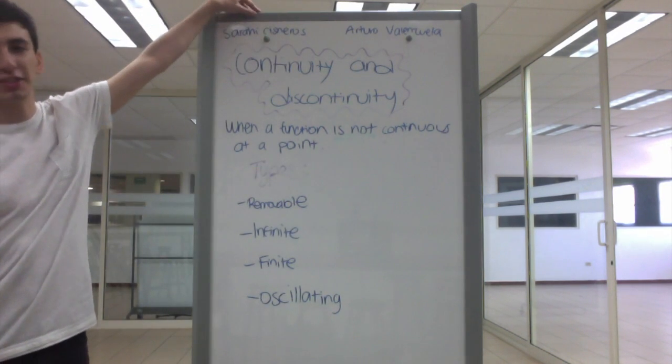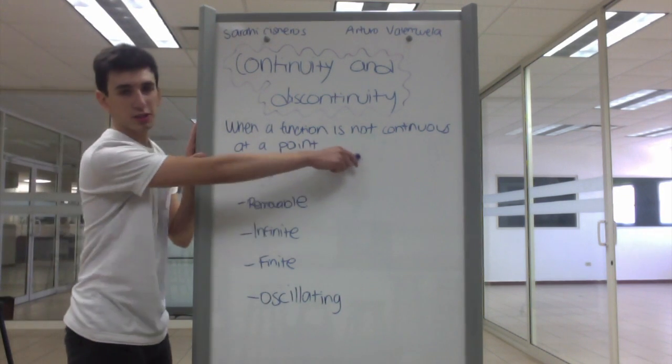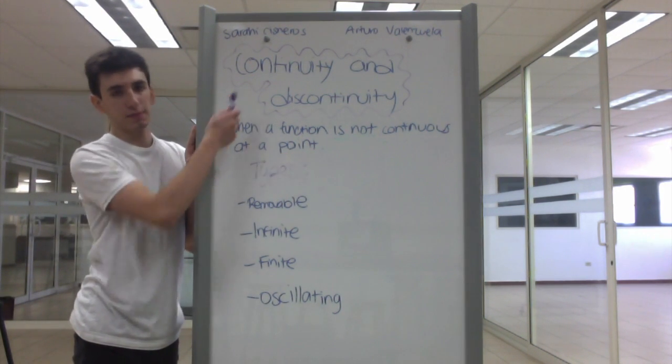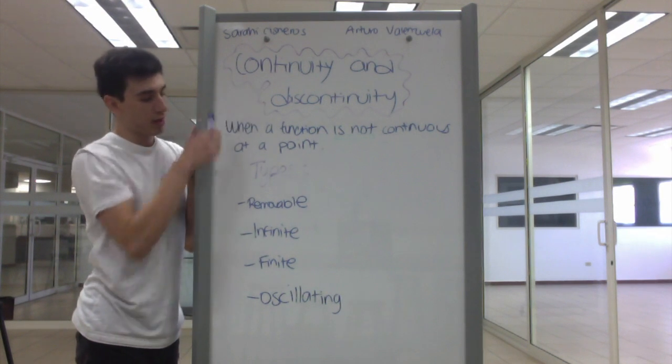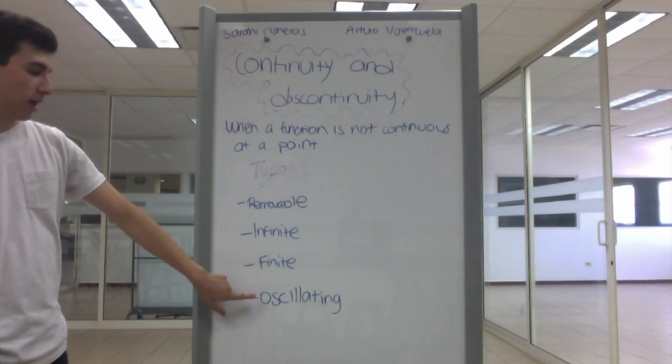Today's topic is continuity and discontinuity. When a function is not continuous at a point, it has discontinuity. And there are four types: removable, infinite, finite, and oscillating.